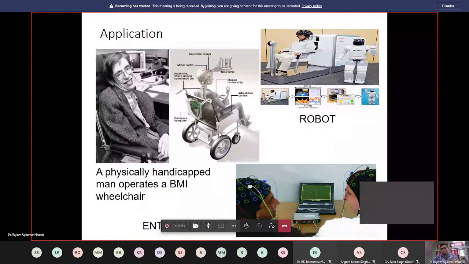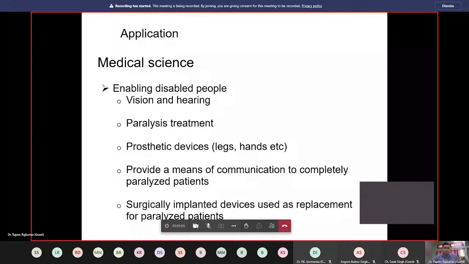BMI is one of the most futuristic technologies you can see. There are lots of future technologies, but the one I want to highlight is BMI. That's all for this town hall. These are some medical science applications: enabling disabled people with vision and hearing, paralysis treatment, prosthetic devices like artificial legs or hands, providing a means of communication to completely paralyzed patients, and surgically implanted devices as replacements for paralyzed functions. These are very useful in medical science.